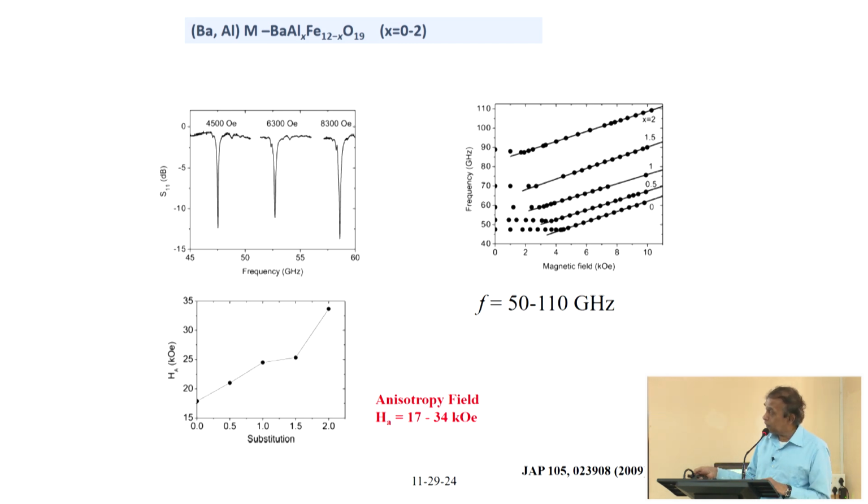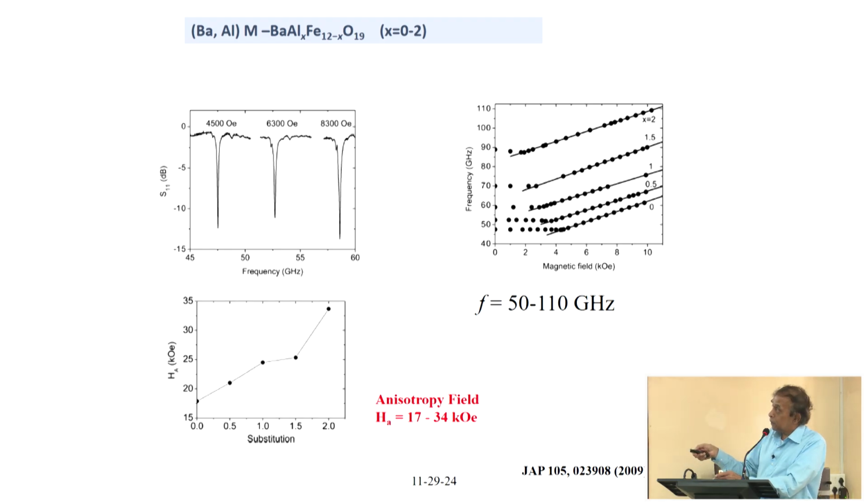The figure here at the bottom shows the anisotropy field as a function of aluminum substitution, and for 0 aluminum it is around 18 kilo-oersted, and with aluminum substitution you see a dramatic increase in the anisotropy field, and you can reach a value of around 34 kilo-oersted for aluminum substitution by 2. So, it would allow you to increase the device operating frequency just by substituting aluminum without having to apply higher and higher bias magnetic field.